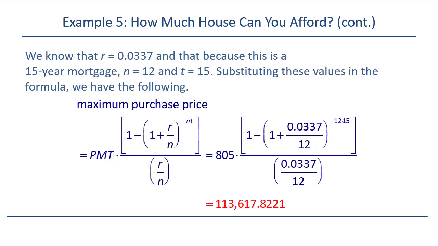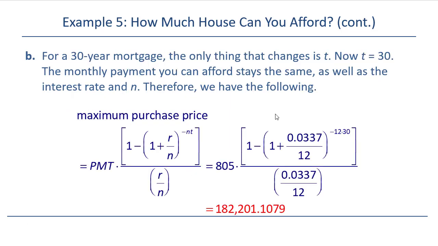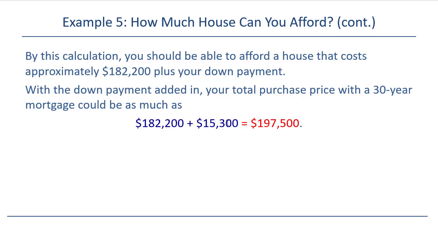Okay, so now we know what our monthly payment can be of $805. We can put in the interest rate of 0.0337, do the 15 years, and we can see that that comes out to $113,617, and then we would add in the amount that we would have for a down payment, and that tells us we could afford a house that is right at about $129,000. That's at 15 years. If we instead finance it over 30 years, we get $182,201 for 30 years. Then we add in our down payment, and we get $197,500.